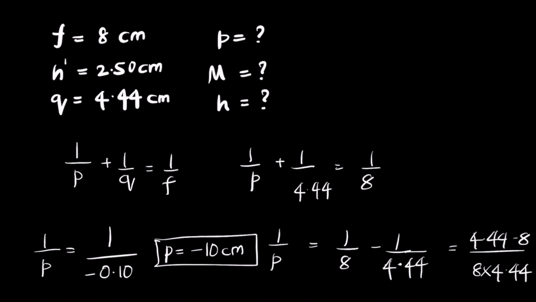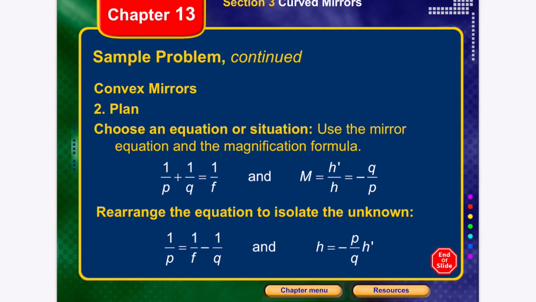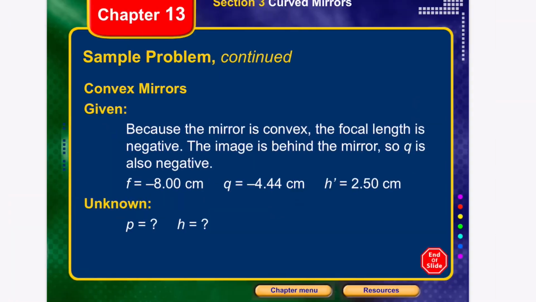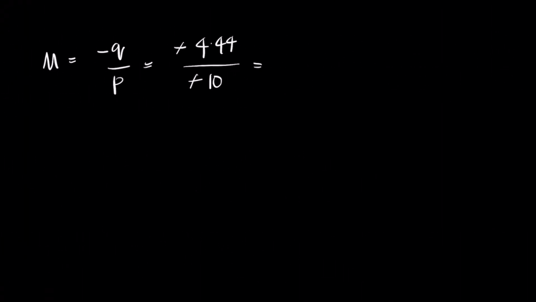Now we have P and Q, and we can calculate M. So M we know is minus Q by P. So it's minus 4.44 divided by minus 10. So minus minus is gone, and we end up getting an M value. The M value here is 0.444. That's the value because it's unitless.